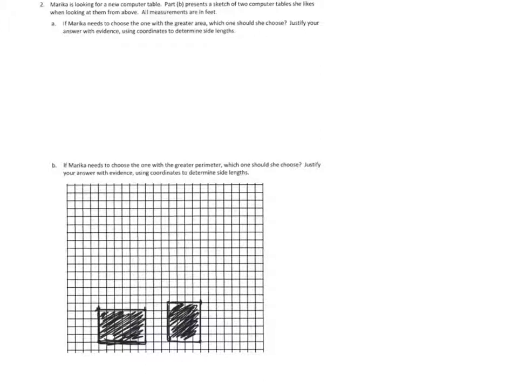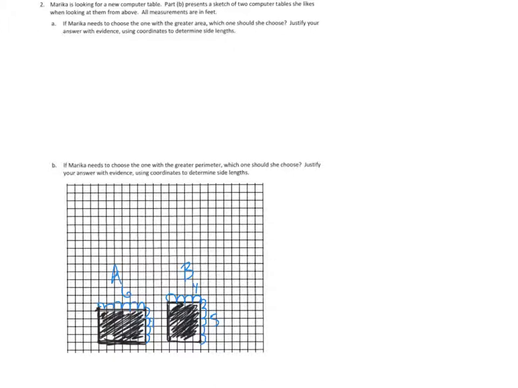Number 3, it says America is looking for a new computer table. Part B represents a sketch of the 2 computer tables she likes when looking at them from above. All measurements are in feet. Part A says if America needs to choose the one with the greater area, which one should she choose? Okay, so you take a look. We have desk A and desk B. You just have to count 1, 2, 3, 4, 5, 6. That's 6, and 1, 2, 3, 4. Then we have 1, 2, 3, 4, and 1, 2, 3, 4, 5.